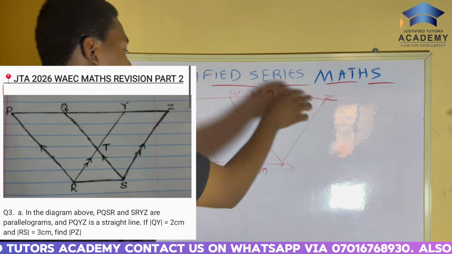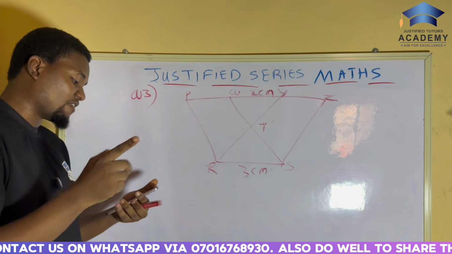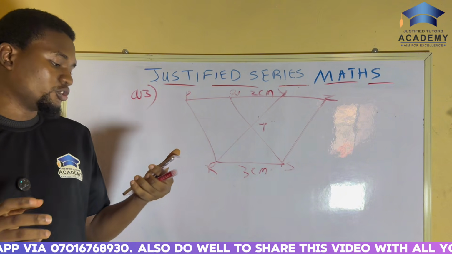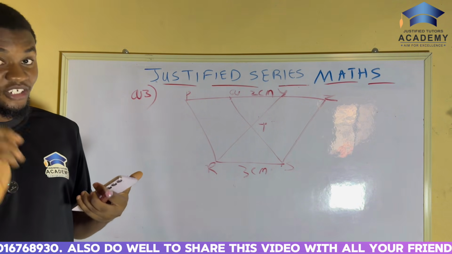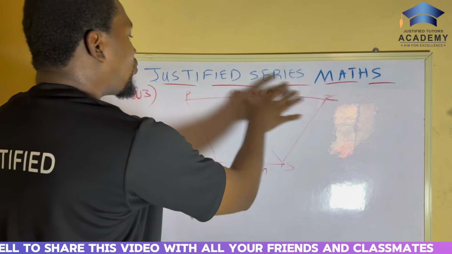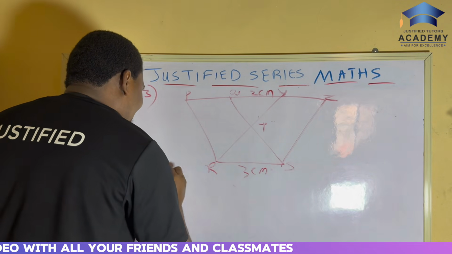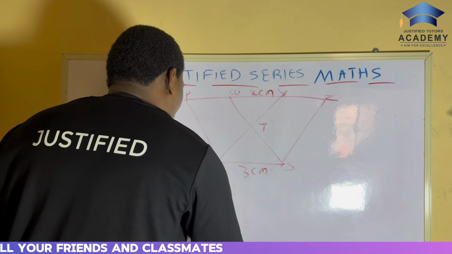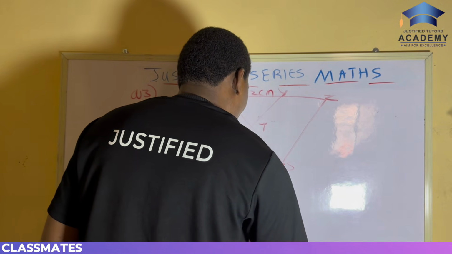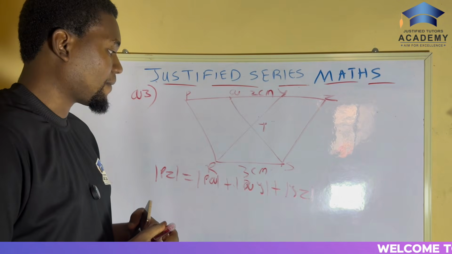Find the distance from here to here. Now, this question might look like, how do we solve this? But it is very, very simple. I've already written some things for you guys. When you are solving this question, you need to pay attention to writing out what you are to find. To get your distance from here to here, which is PZ, PZ is equal to PQ plus QY plus YZ. Are we together?